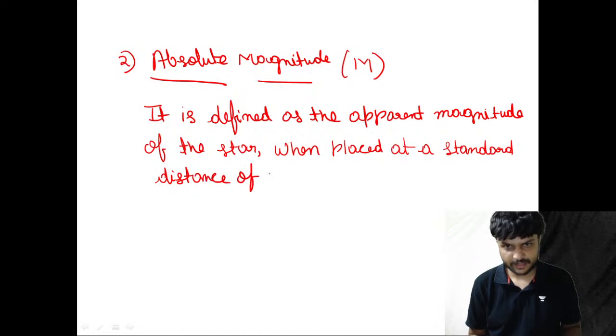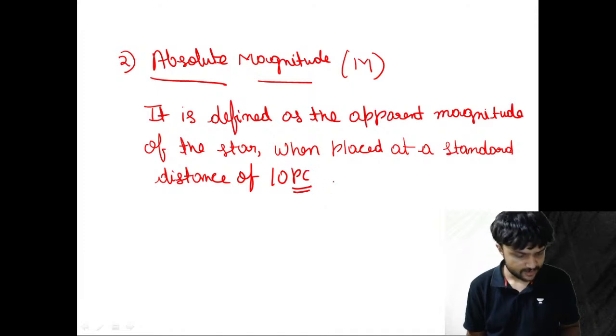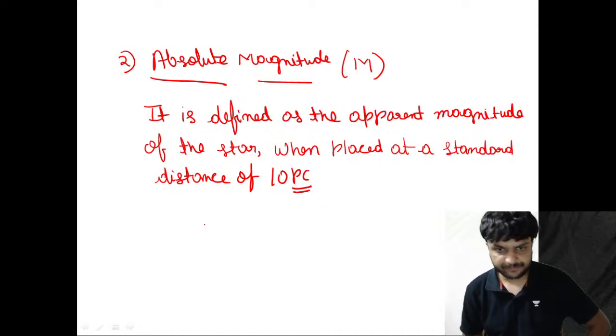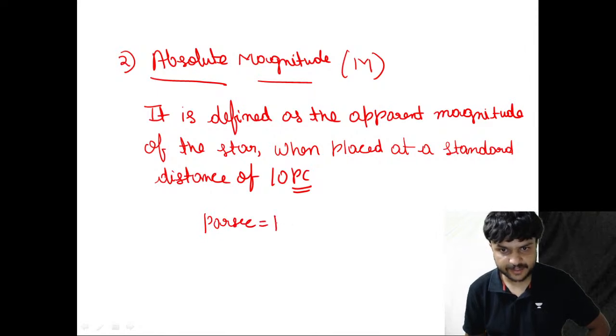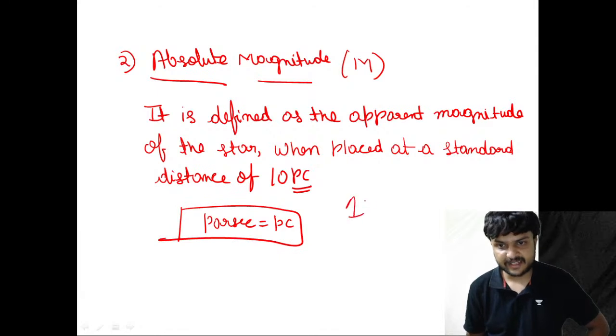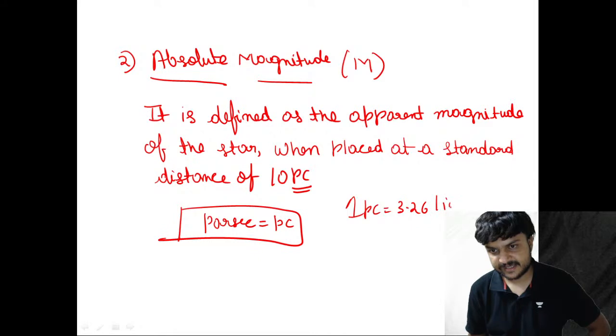Distance of 10 parsecs away. Parsec is written as PC here, okay? 10 parsecs away. Parsec is written as PC. This is a unit. You know, 1 parsec is equal to 3.26 light years. This is a distance scale.